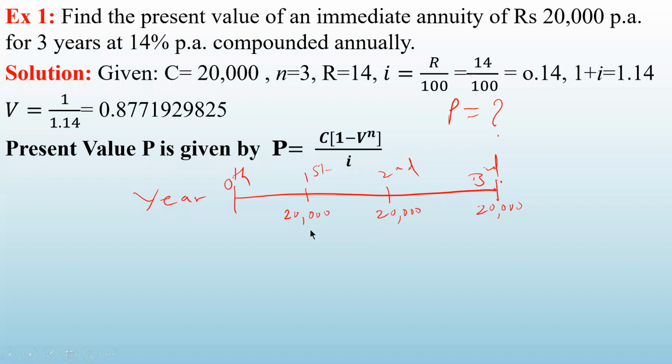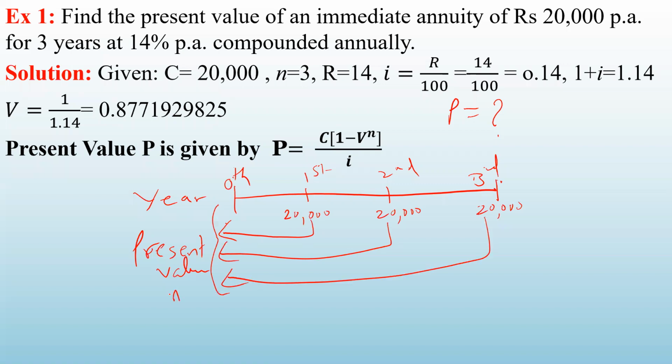What you have to find out? What is the present worth of these installments or these annuities? The present worth, present value. So you can also do it by finding the present value of this 20,000, this 20,000, and this 20,000, and then finally add them. But we have the formula with us, so we will use the formula. When you add this, you are going to get this formula only.